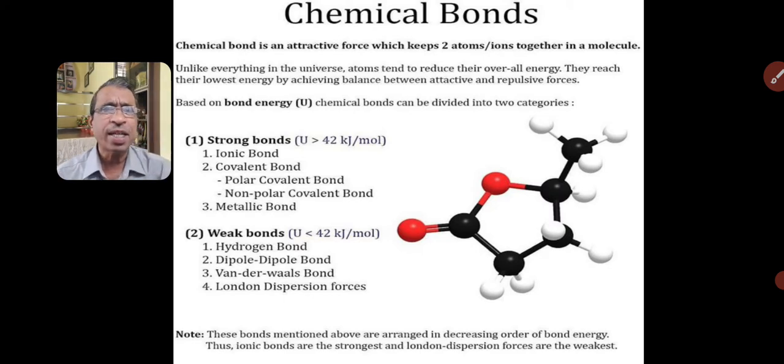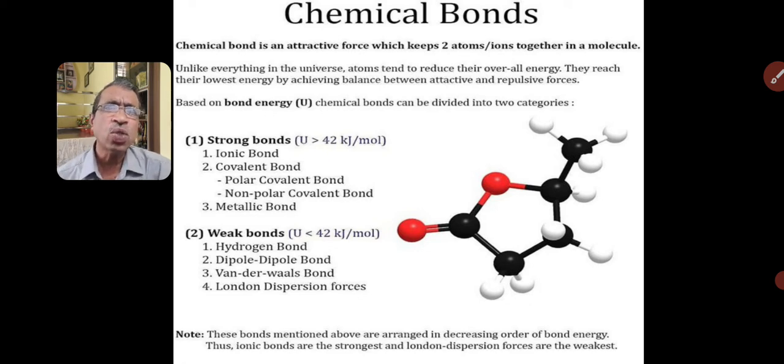This is a slide that shows once again the types of the chemical bonds, as we have already discussed. So in chemical bonds, we have ionic bond, covalent bond, the coordinate bond, as well as the metallic bond. The weak bonds are like hydrogen bond, dipole-dipole bond, van der Waals bond, London dispersion forces.